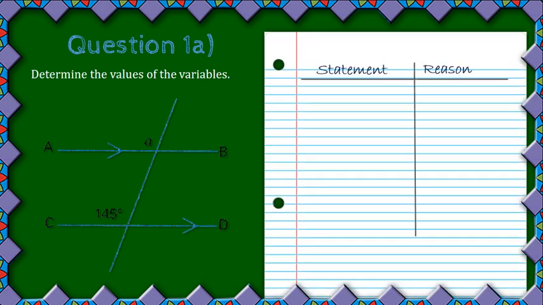Now over here we see that we have these two angles and we've got these lines that are parallel, and this angle and this angle are corresponding angles. That means they are equal. So this means that A is equal to 145 degrees. Our reason is corresponding angles. And we just state that AB is parallel to CD.